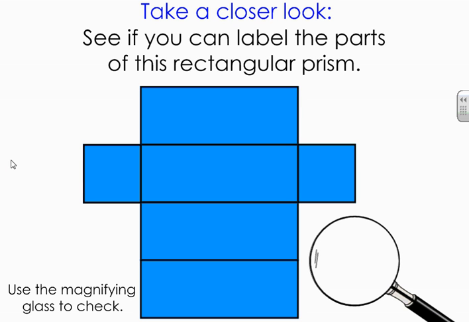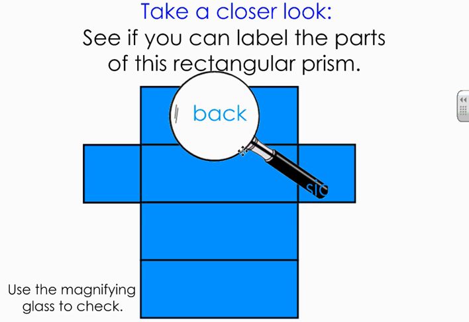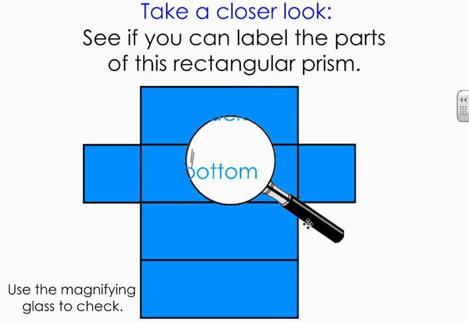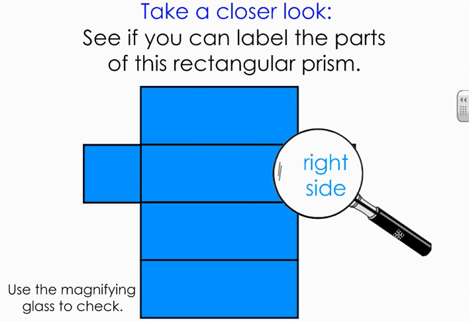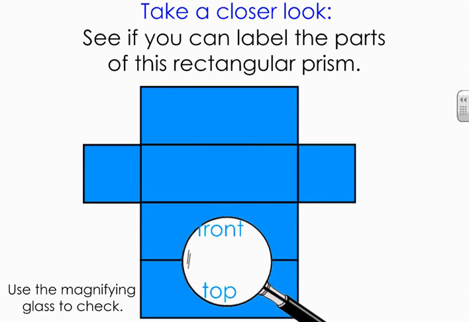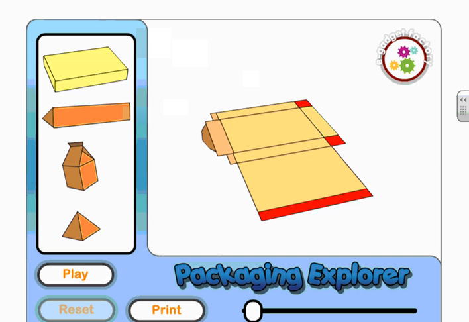Let's take a look at the net of this prism. So this would be as if you cut along the edges and opened it up. You can see that we have our back, the bottom, the left side, the right side, the front, and the top. So let's take a look at what it looks like when you actually are folding or unfolding a net.